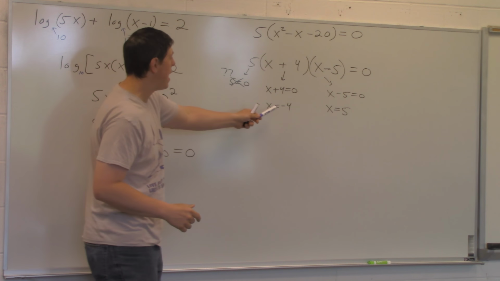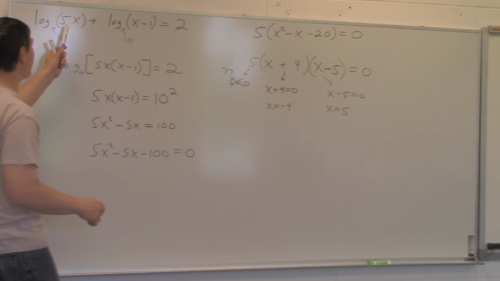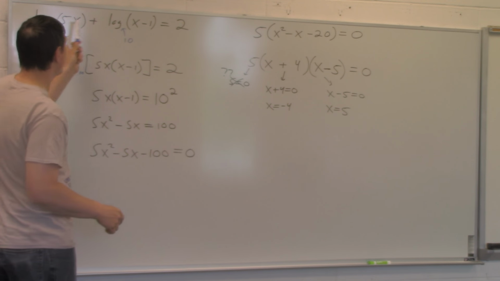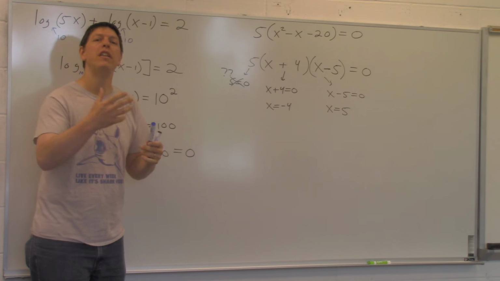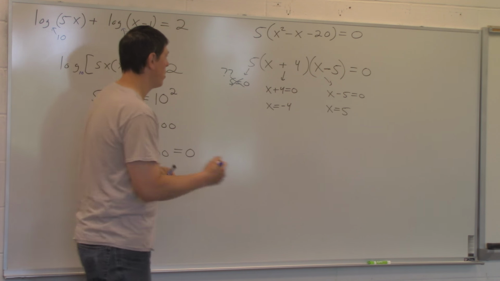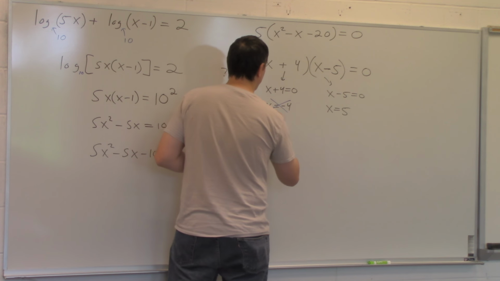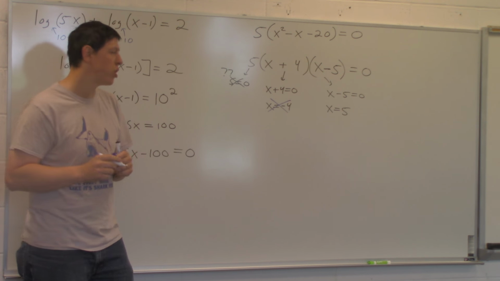Now, take a look at negative 4. If I substitute negative 4 back in for either of these, we would end up getting a log of a negative number. Okay, and that doesn't make any sense. So, this guy, negative 4, is not part of the solution set.